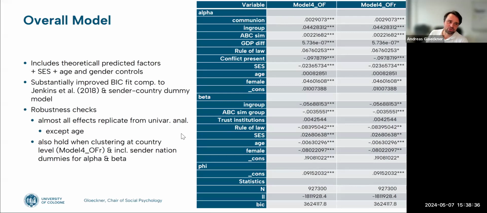And the result is basically, if you just take all these theoretically derived predictors, most of them play a role. We additionally found that social economic status and age and gender played a role. We included them in the model as well. And then we come to a model which is even much better concerning BIC than all the previous models. So the fit of the data is basically better by a Bayes factor of 10 to the power of 100. So it's really hugely better if you just include all these factors. And mainly the effects are in the same direction as I have reported already in the univariate analysis. So if you analyze them all alone or together, it doesn't make a big difference.